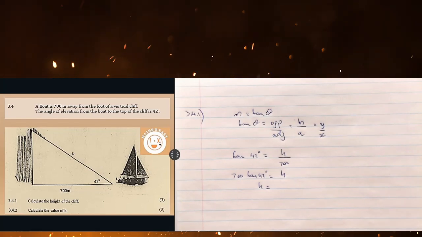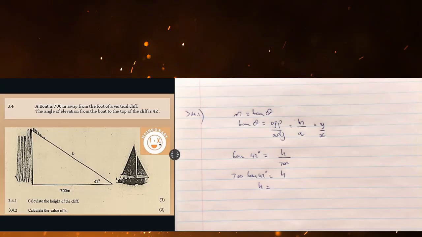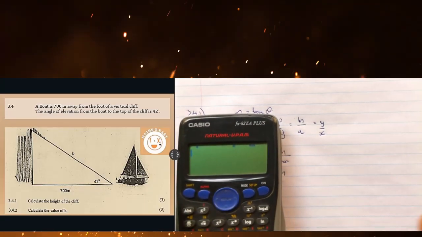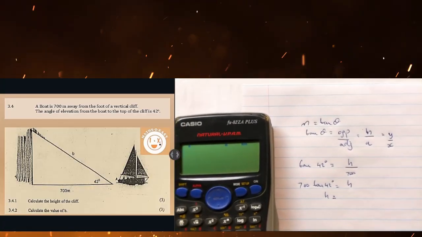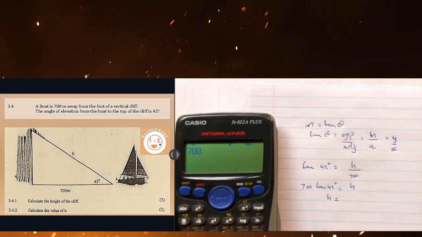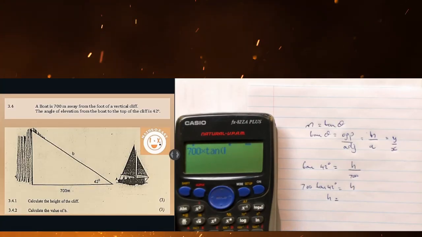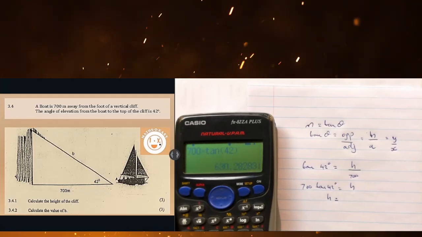Okay. Right. So in this instance, we have the angle, so we are looking for another variable. Okay. So we are simply going to say 700 multiplied by the tan of 42. Okay. Then what do we have?